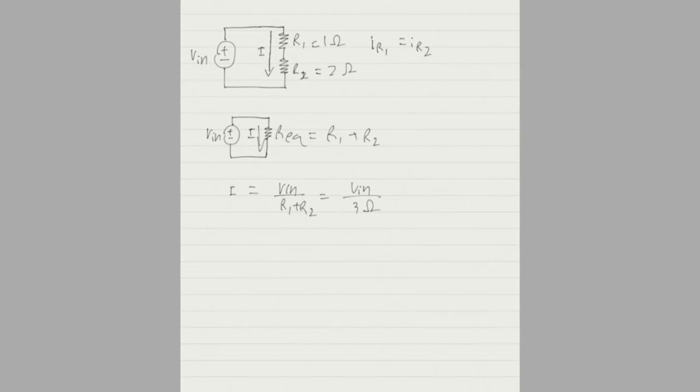So that's a series configuration. There's one other kind of configuration of resistors that you need to know about, which is parallel resistors. What that means is that you have something like this.